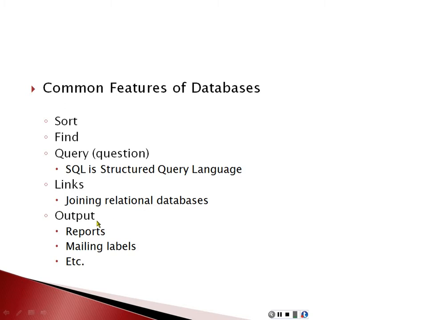We can get output, such as certain reports that we need. We can do mailing lists, mailing labels. So we can manipulate that data that's stored and have output that fits our needs.